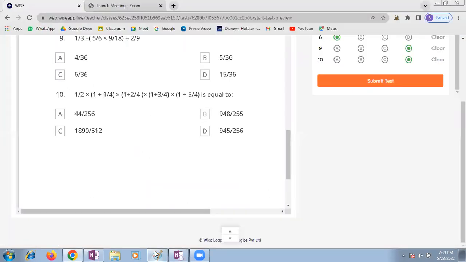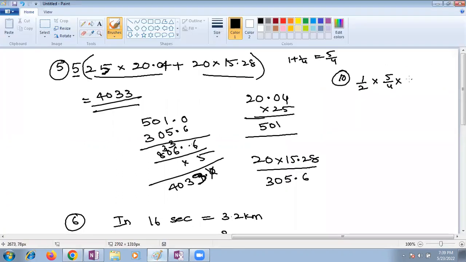Ma'am, but it was a very big question, ma'am. No need, big Nana. That 2 by 4, you can make it as 1 by 2. 1 by 2 can be written as 1 plus 1 by 2. 1 plus 1 by 2, yeah, ma'am. It's 3 by 2, right? Yeah, ma'am. It's 3 by 2.